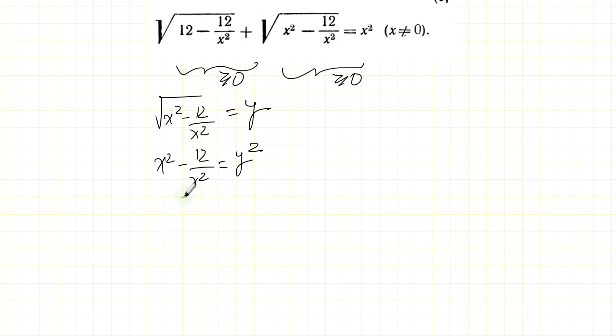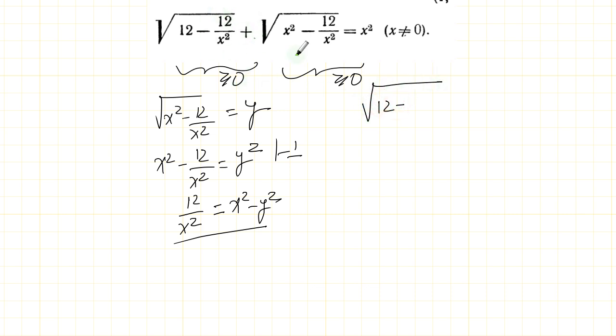So I'm going to isolate this one here, so I'm going to have 12 over x squared. This one will come here negative, but because of this negative, I multiply the equation by minus 1, so I'm going to have x squared minus y squared. Then I'm going to replace this in the original equation. So we're going to have the square root of 12 minus, now this one is x squared minus y squared, and then plus y equals x squared.